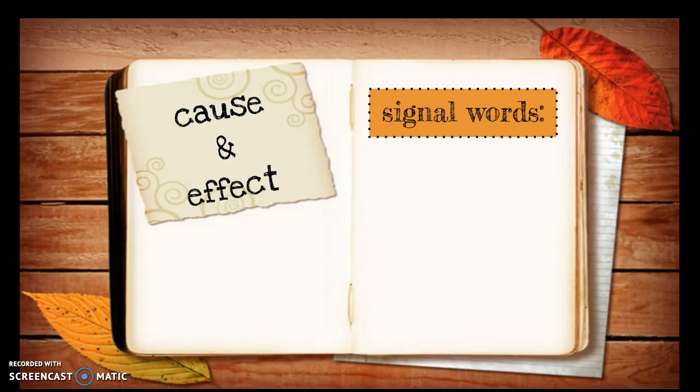The next text structure we're going to look at is cause and effect. So go back to your trifold booklet. The second row is cause and effect. You have a bunch of blank boxes that you're going to fill in right now. So the first column asks you about the questions.